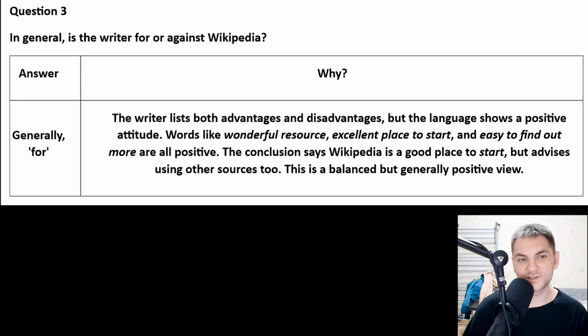And finally, question 3. In general, is the writer for or against Wikipedia? Generally for. The writer lists both advantages and disadvantages, but the language shows a positive attitude. Words like wonderful resource, excellent place to start, and easy to find out more are all positive. The conclusion says Wikipedia is a good place to start, but advises using other sources too. This is a balanced but generally positive view.